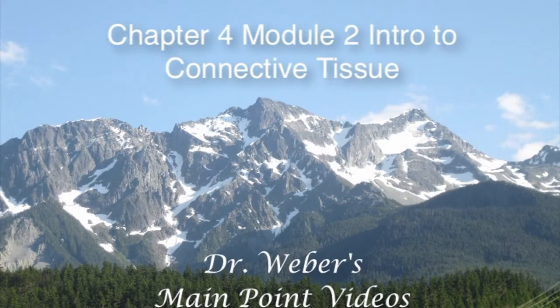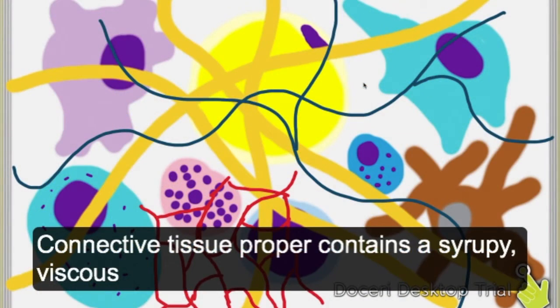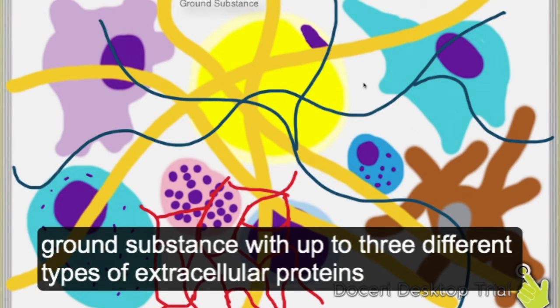Chapter 4, Module 2, Intro to Connective Tissues. The learning objectives of this module are 1. Describe... Connective tissue proper contains a syrupy, viscous ground substance with up to 3 different types of extracellular proteins and a variety of specialized cells.